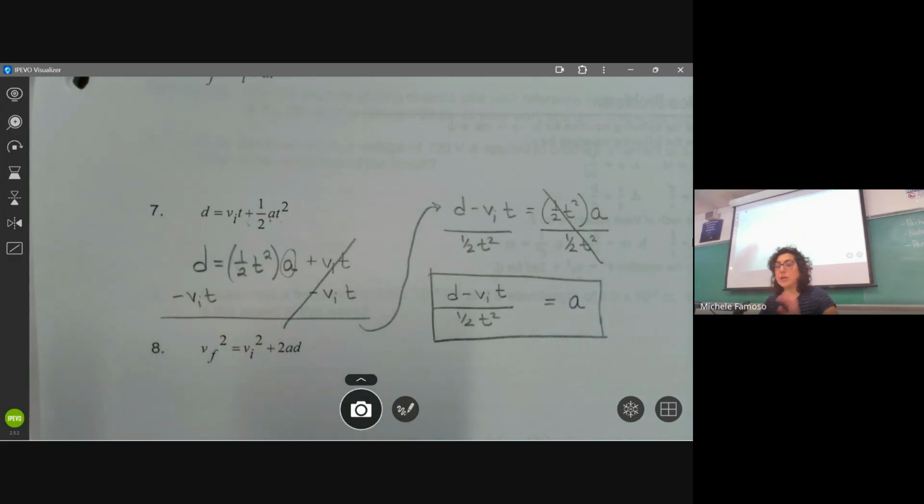So that's just a couple little tricks. Move it around, group things. It makes it easier to move things around so you can see what has to be added or subtracted.